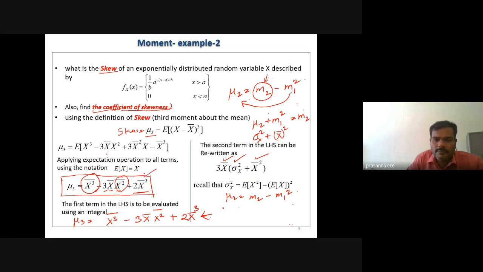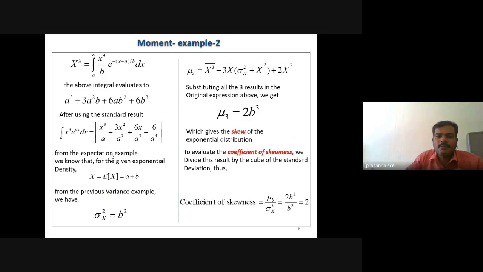We have one more term left out here, that is 2x bar the whole cube. We know what is x bar. X bar is also known, that is the mean value of the exponential distribution. We know that x bar is equal to a plus b. So we are bringing all the terms in terms of known values. The only thing that needs to be evaluated is this x cube the whole bar, that is expectation of x cube. Other terms are known, so I'm leaving them out. I'm just taking the first term, that is x cube the whole bar.